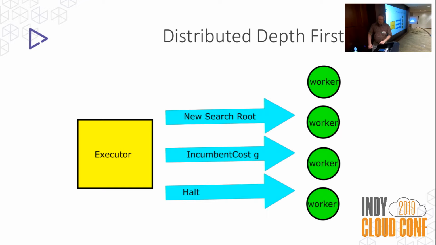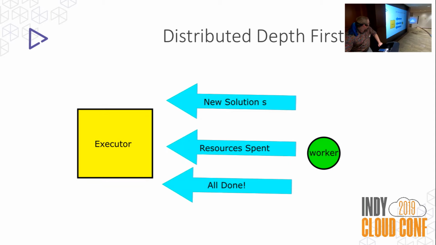Similarly, the workers need to talk to the executor. They need to say to the executor, hey, I know about a new answer. Please incorporate it and tell everyone else for me. They need to be able to tell us how much they've spent solving the problem. They don't really need to be able to tell us this, but if we want to know how much we spent after the fact, it's useful to have that information. And of course, if they've exhausted a subproblem, then they need to tell us about that so that we can give them new work.